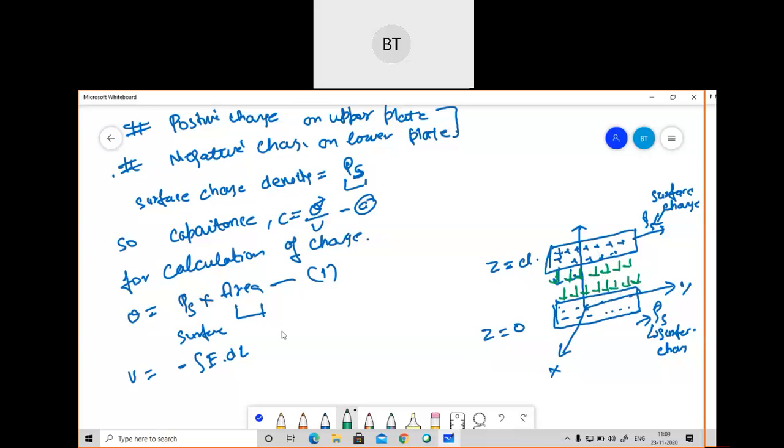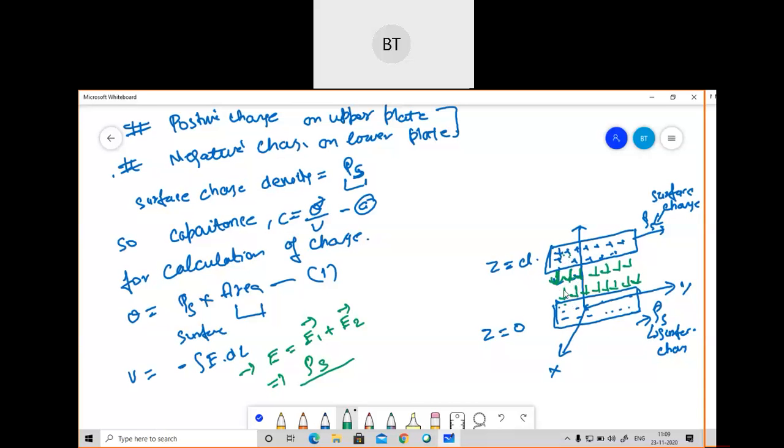Now I am going to calculate the total electric field. The total electric field will be E equal to E1 plus E2. For the E1 vector, see, this charge is moving from positive to negative, so the direction I have taken like this.